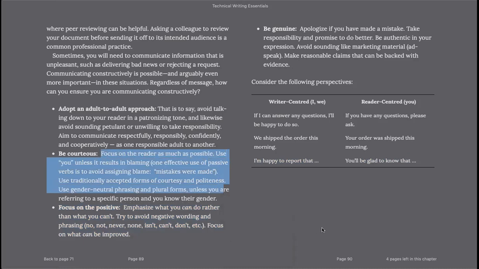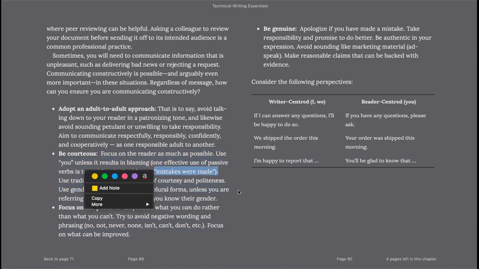To be courteous and polite, you need to focus on the reader as much as possible. You use "you," unless it is a matter of blaming. If there is a negative connotation to it, I don't need to say you made a mistake, for example. You can say this might have been a misunderstanding without addressing you or anyone else. Effective use of passive verbs avoids assigning blame. So, "mistakes were made" instead of "you made the mistake." Does that make any sense? Yes. So if there is a challenge or an error, to avoid blaming someone, passive voice is a good technique for you to use.